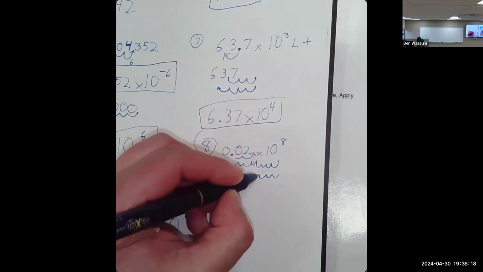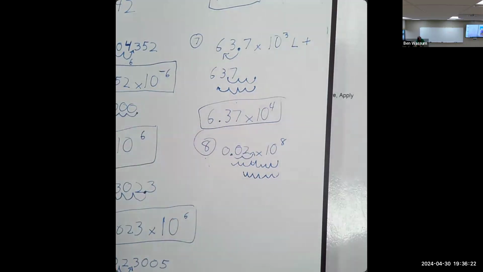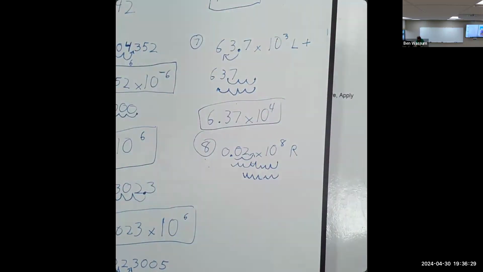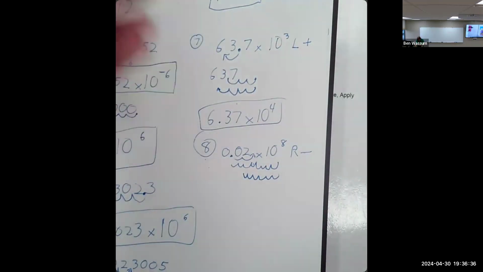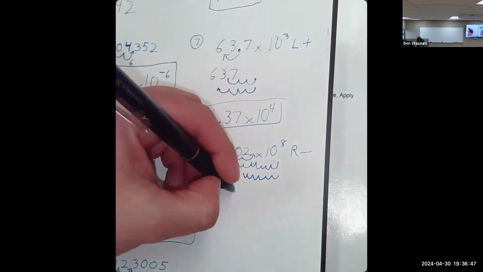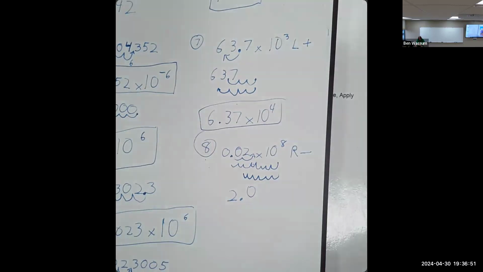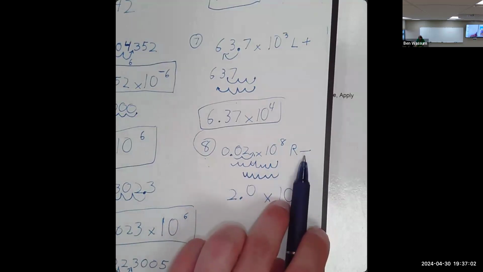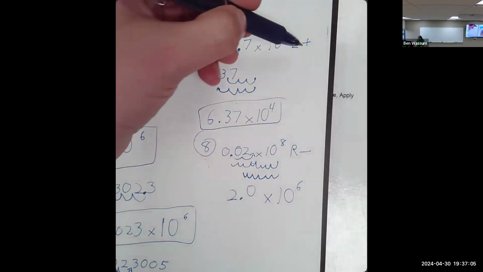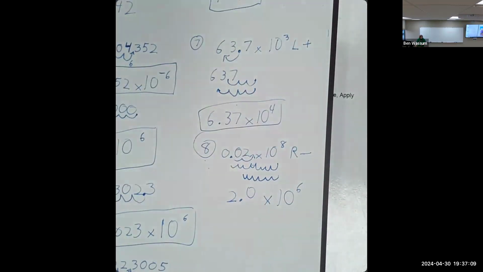So that is 1, 2, 3, 4, 5, 6. We're moving it to the right, right? So what ends up happening is when you go to the right, you end up subtracting. We added going in the positive direction 8 times, but that was too many. It needed to go in the positive direction 6 times. You end up with 2, and we still kind of have that decimal, times 10 to the 6th. So we're pulling it back. We ended up subtracting.